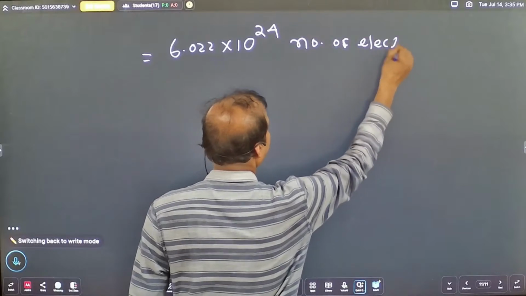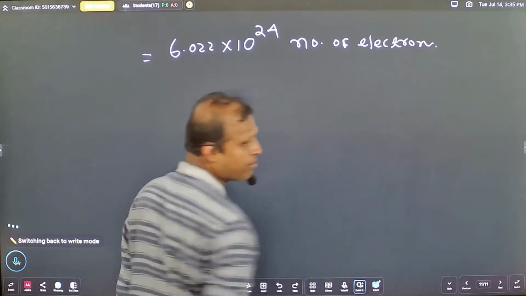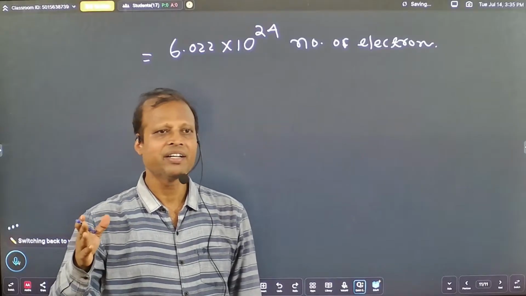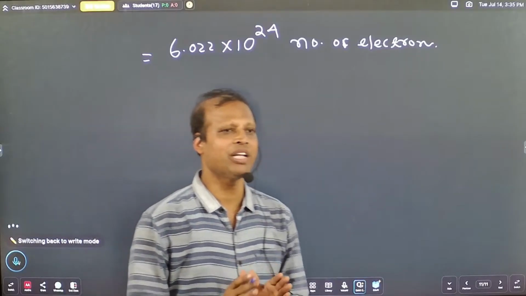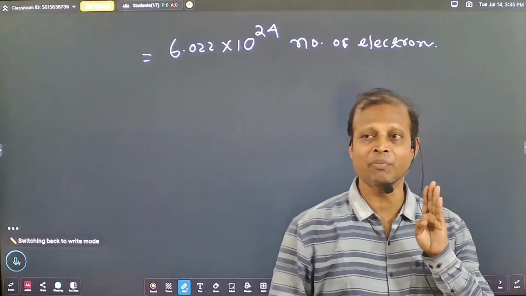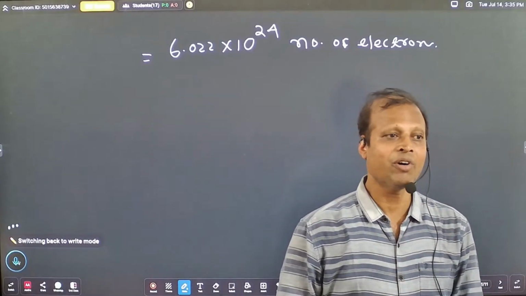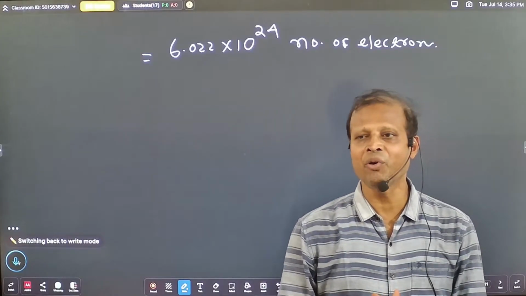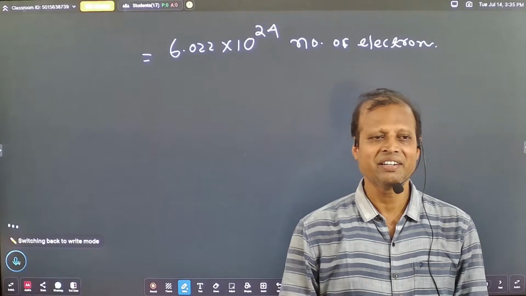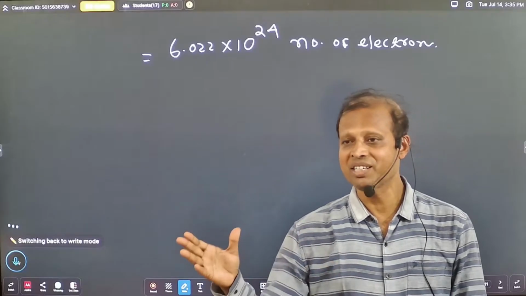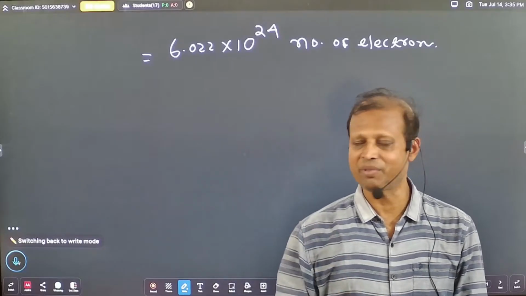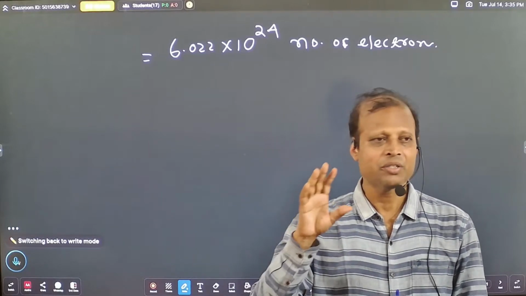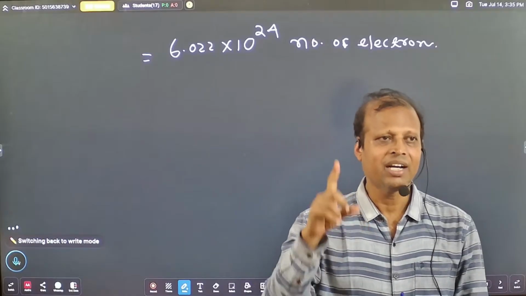So how many of you have understood this? 1 molecule of methane has how many electrons? No, 1 mole of methane has how many molecules? 6.022 into 10 to the power 23 molecules. But 1 molecule has how many electrons? CH4.